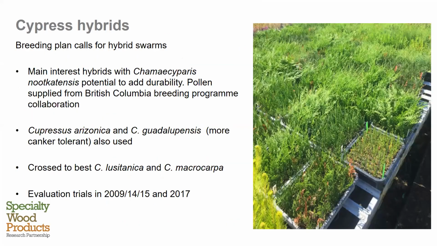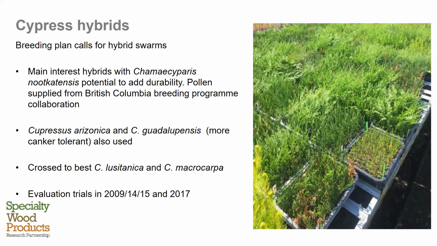Cypress hybrids. Our breeding plan calls for hybrid swarms, which is basically crossing everything with everything. Our main interest hybrid, however, is Eucalyptus, which is yellow cedar, which has the potential to add durability to the hybrid. We were lucky enough to have pollen supplied from British Columbia from their breeding program through a collaboration with John Russell.